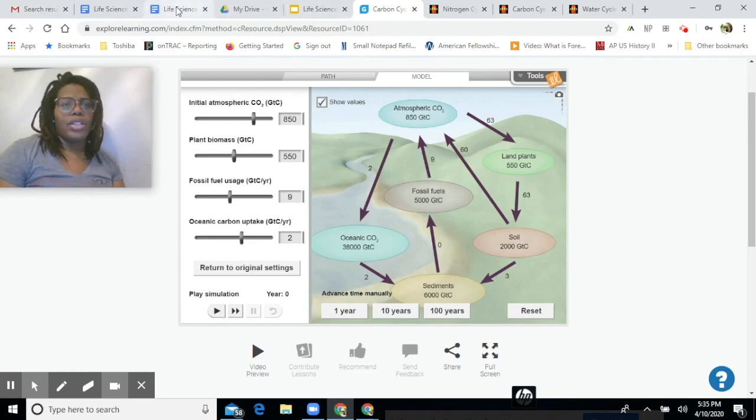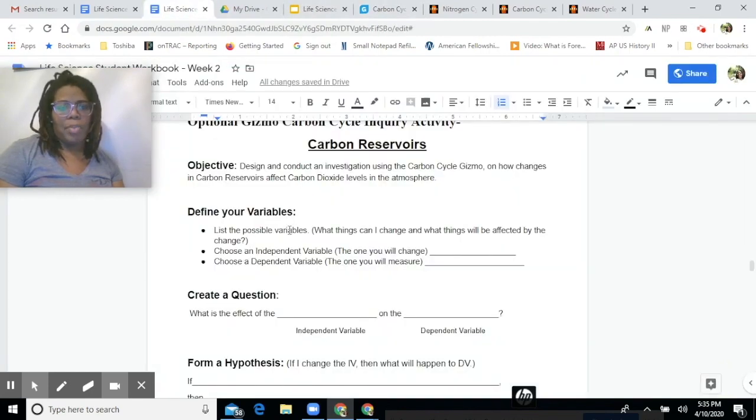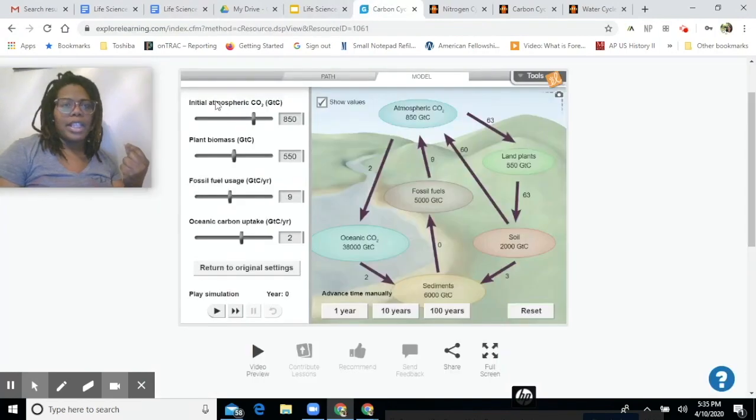And so on your sheet, it asks you what are the things that are possible variables. Then you're going to choose one thing that you're actually going to change. You don't want to change them all. In a good experiment, you have one independent variable, one thing that you're changing on purpose. So choose one of the sliders. It could be any one of these things that you want to change.